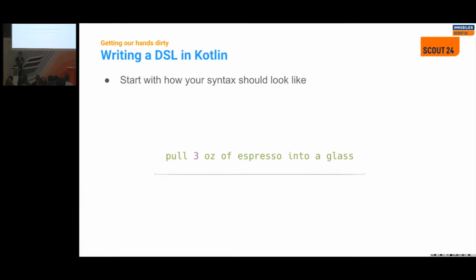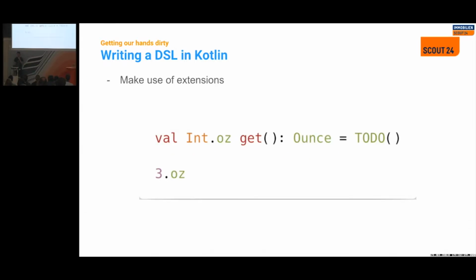Okay, so let's try to get to Kotlin finally. So this is how our syntax should look. And to make this possible, we'll come to the first building block, which really helps us to get this going: an extension function, or more specifically, an extension value in this case, which allows us to transform an integer into an ounce, which is one of our domain-specific objects here.